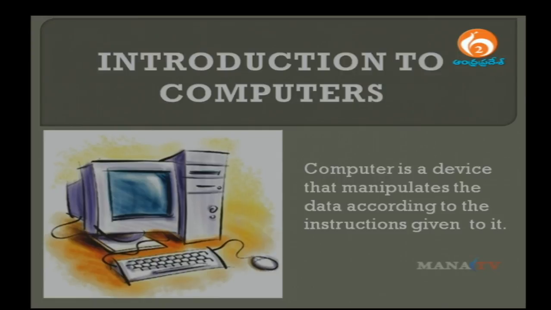A computer is a device that manipulates data according to the instructions given to it. So what is the meaning of this, guys? If you look at the picture, you have a computer, a CPU, a mouse, and a keyboard. So do you think only this is a computer? No. So first, let me introduce you to the computer.